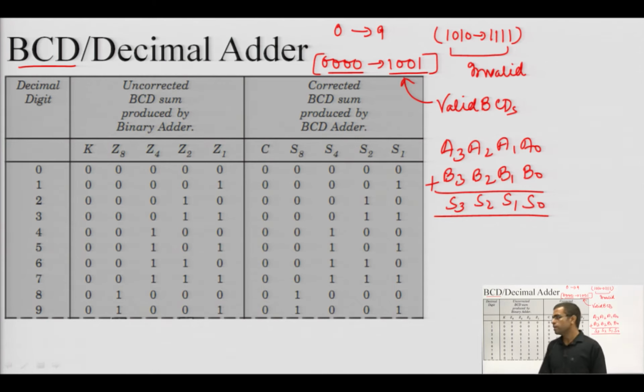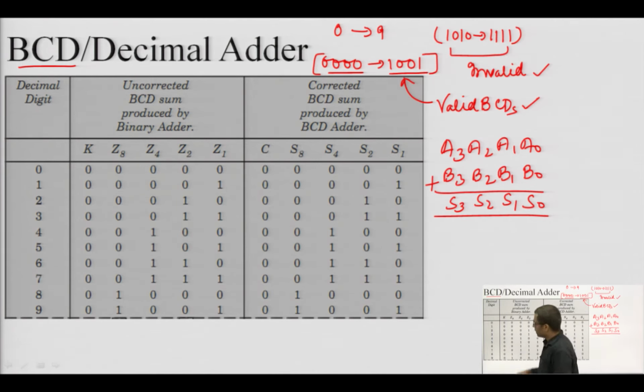But that 4-bit parallel binary adder cannot decide whether this sum is valid or invalid. That means we have to include some extra circuitry which will help me in deciding whether this expression is giving me a valid output or invalid output.